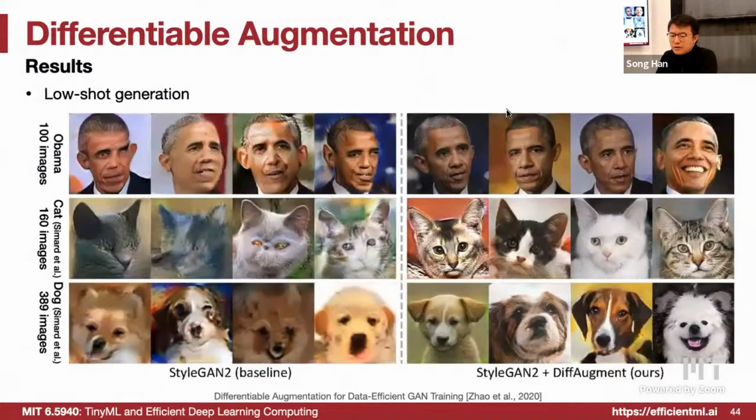And let's see, given this low-shot generation, if we apply differentiable augmentation, how does it look? This is the StyleGAN2 baseline. This is StyleGAN2 plus DiffAugment. So this is 100 images of Obama face. Now it becomes much better. This is 160 cats, previously very bad. Now it's photorealistic. 300 dogs, much better.